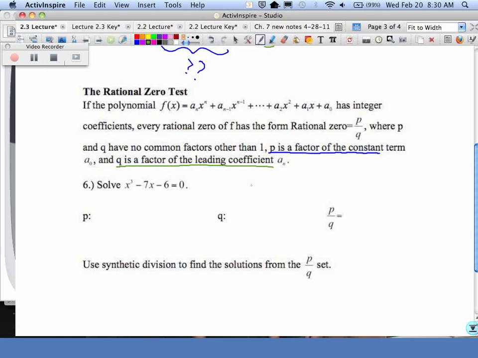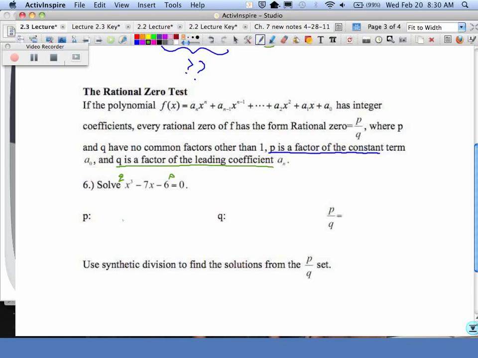I have no idea where the p and the q actually came from, but even when I was sitting in your chair, we called them p's and q's. Okay? So here's p, here's q.